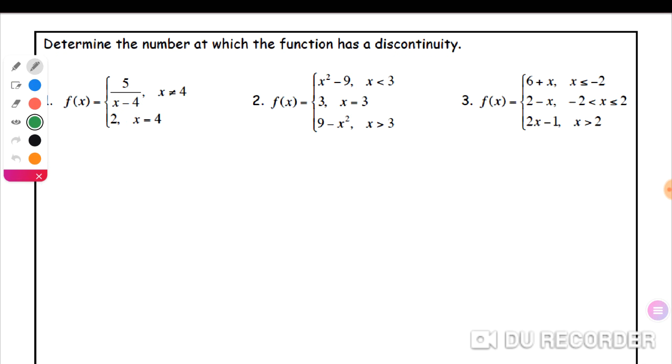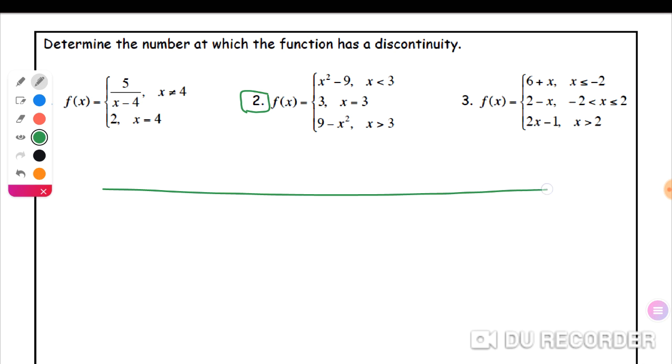For question number 4, I have to follow the same way. I have to draw the number line because sometimes I ask you to write the interval on which a function is continuous. I follow the same steps. Look with me. For question number 2, I'll draw the number line as you see here. Here I have how many rules? I have 3 rules: less than 3, at 3, and greater than 3.